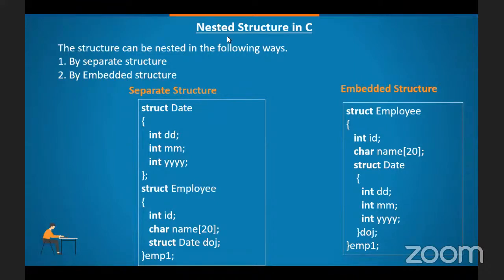So what is in this structure? I have given the date of joining of the employee. If you want the date of joining, you have the DD MM YYYY format. My employee structure has the fields employee ID and name, two fields. The third field, date of joining, is of type date, so I kept it as a struct date. My structure variable is DOJ, which stands for date of joining. I have given it as a nested structure. Are you clear?